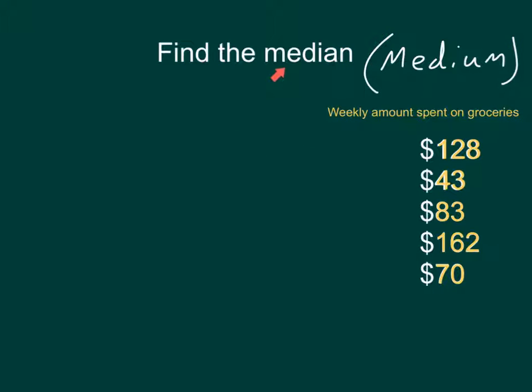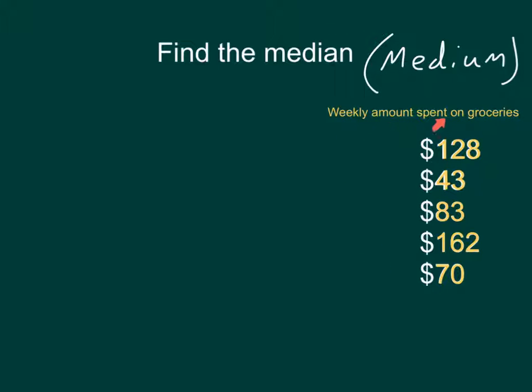When we're asked to find the median of a number, I always think of the word medium, and medium means it's in the middle, right? If the water temperature is medium, it's not too hot, not too cold, it's in the middle. So to find the median, we have to order our set of numbers or our data from least to greatest, or greatest to least.